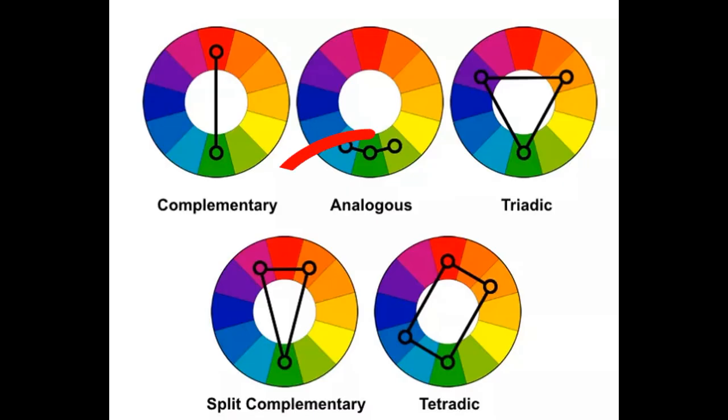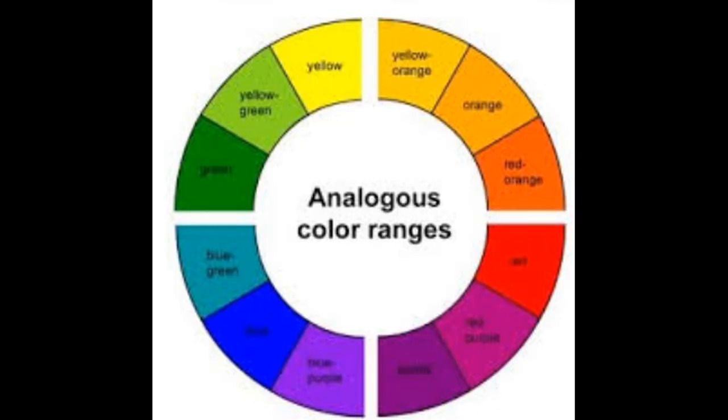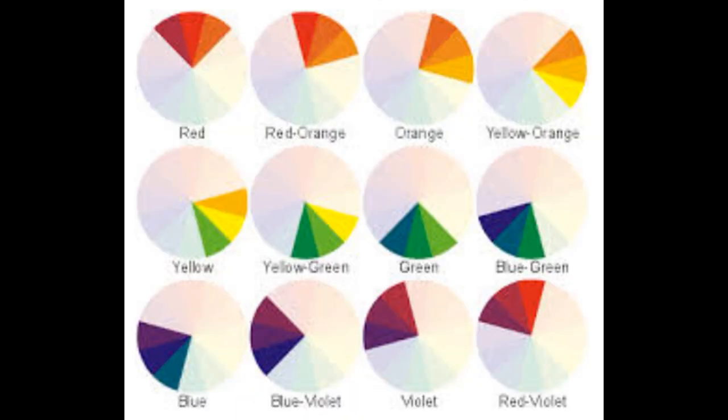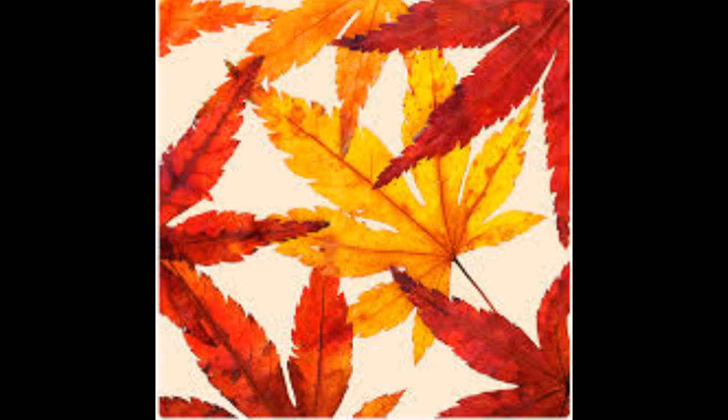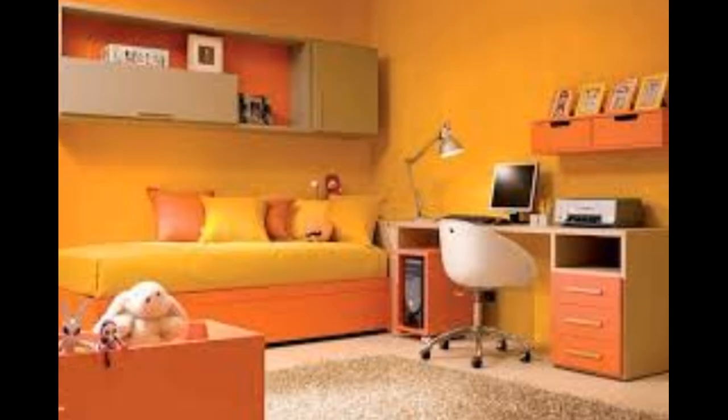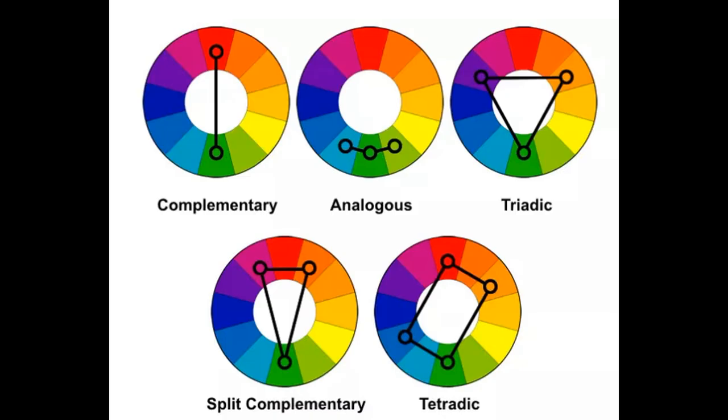Now, this is the one you're going to use all the time. Analogous. Three colors that are next to each other on the color wheel. So here we have blue, green, and light green. You can use purple, blue. After complementary and analogous color schemes, really you're looking at going into specifics.